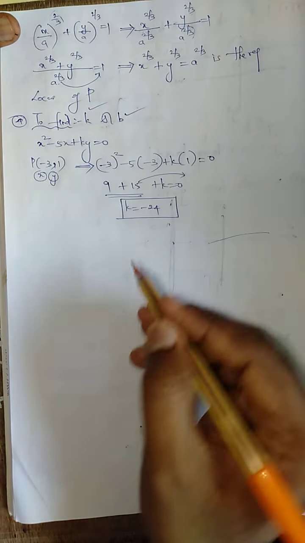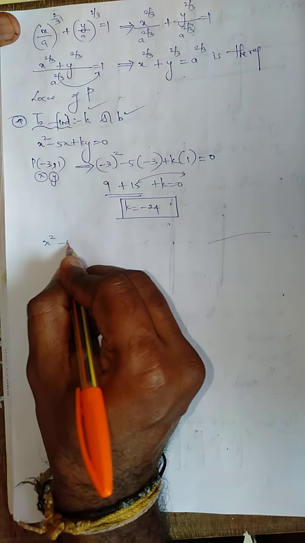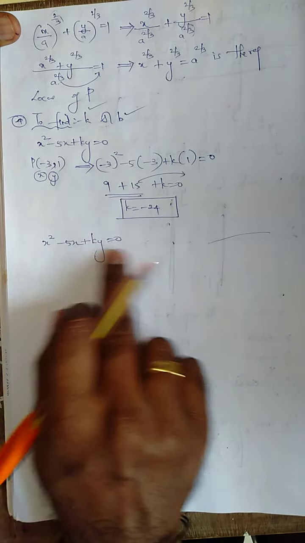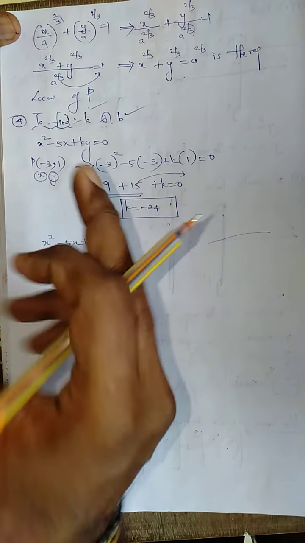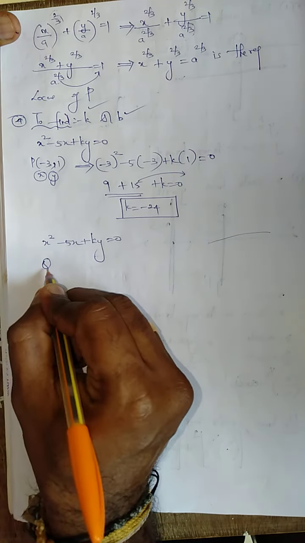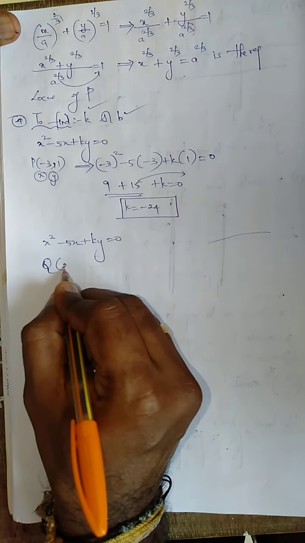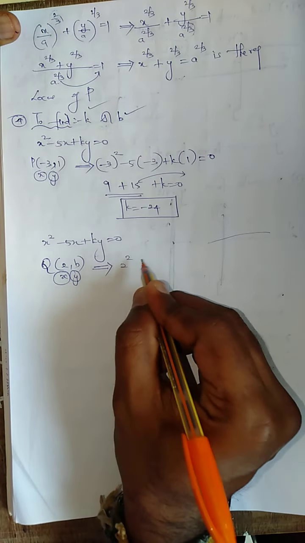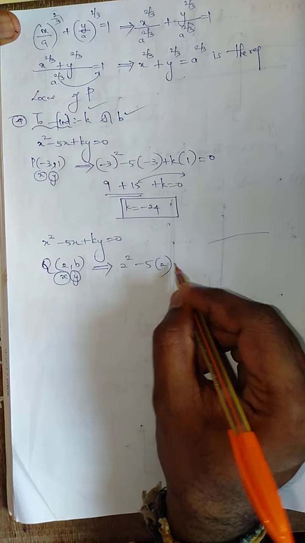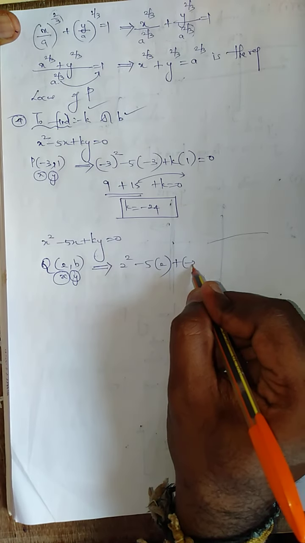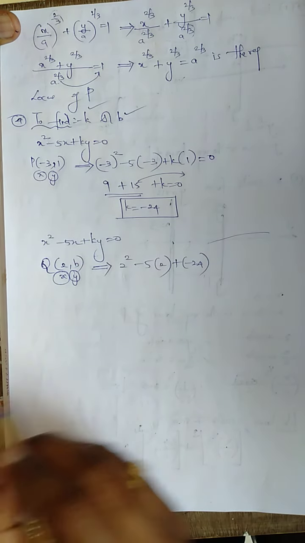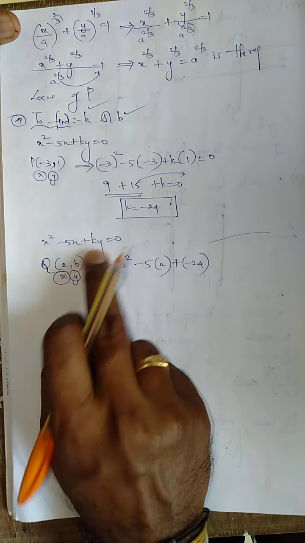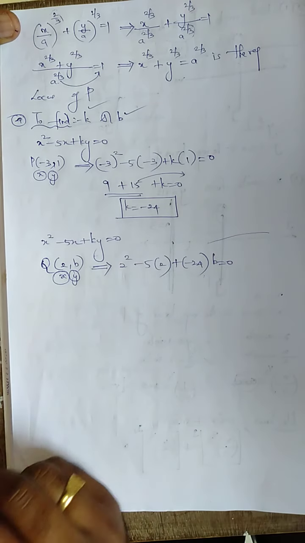We need to find b. Write the equation x square minus 5x plus ky equal to 0. There is no b in the equation. There is a b in point Q, which is 2 comma b. This will be x and this will be y. Apply 2 the whole square, minus 5 into 2, and we know k is minus 24. This is not y; y is nothing but b, equal to 0.